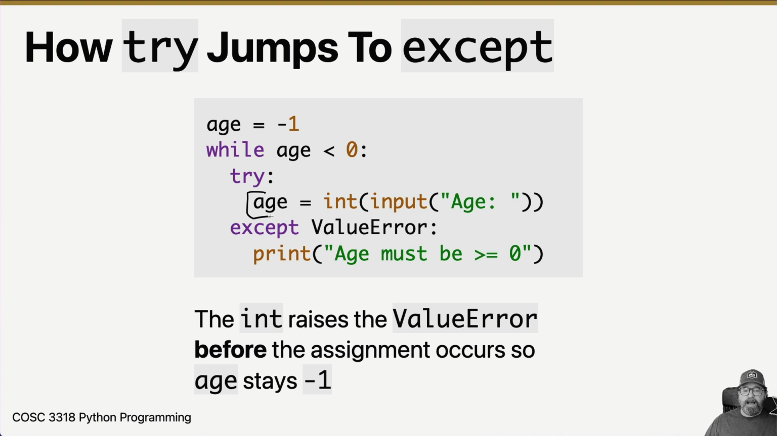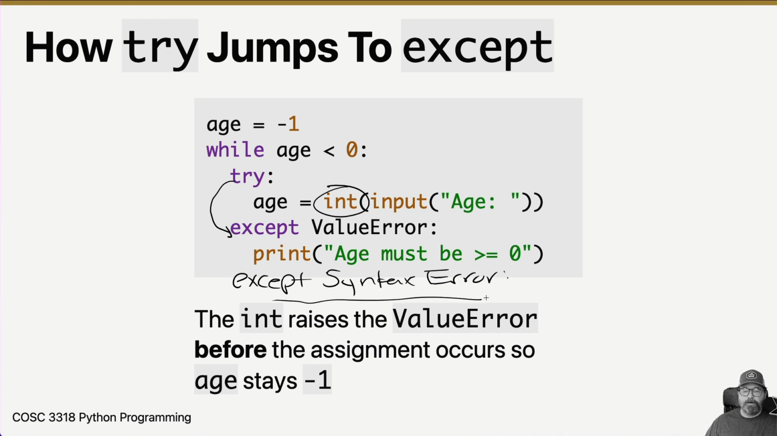This is a try. If it succeeds, if there are no errors, it just ignores the exception blocks and just continues. If an exception does occur, something bad happened, the try block will look at the except blocks, and you can have multiple except blocks here. You could have an except syntax error, which would be really weird, but okay, and some lines of code there.